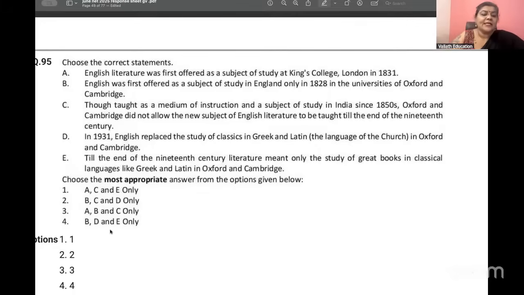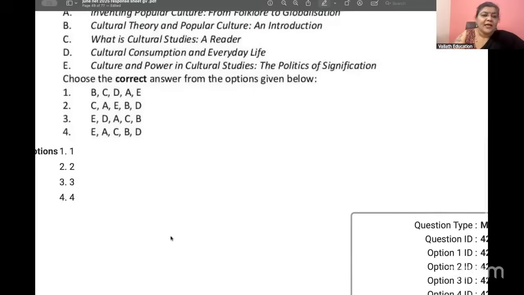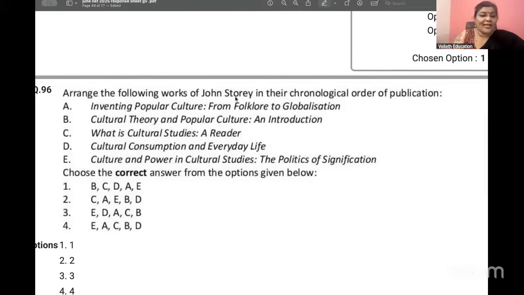You should think like that. And then you can choose between 1 and 2. No, B is here also. So answer should be ACE. If B is wrong, English was offered as a subject of study only in 1828. That means long after Wordsworth and Milton and Dryden, everybody studied. B is wrong. Any English student should know this. And everywhere there is B except in one. So ACE. Got it. Then, John Storey is a very basic man in cultural studies.